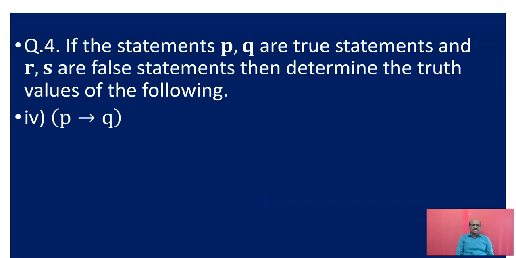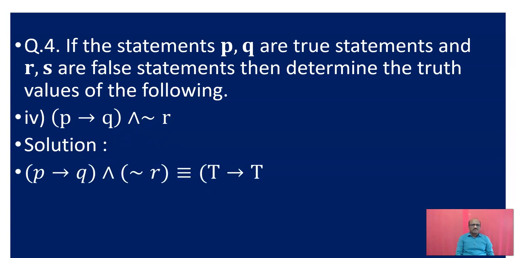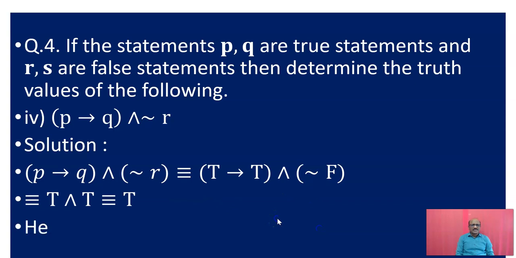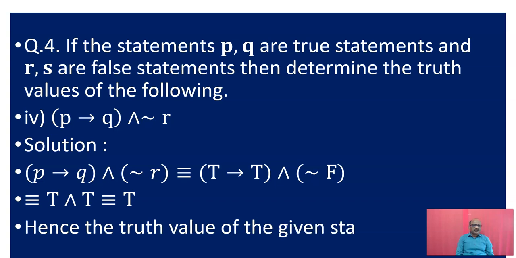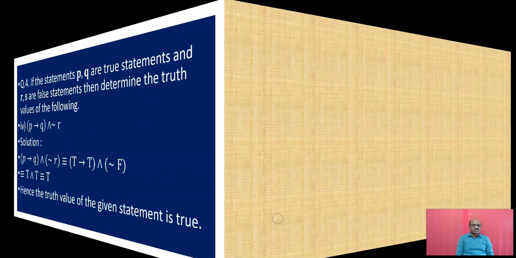The same question, P implies Q and negation of R. Again, substitute the values. T implies T and negation of F. T implies T is T and negation of F is T. T and T is T. Hence, the truth value of the given statement is true.